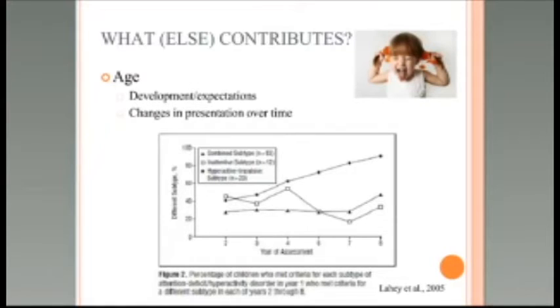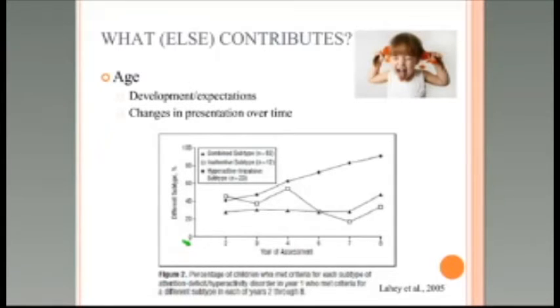This graph that you see in the bottom half of the slide shows some very interesting data from Ben Leahy's work. This was published in 2005. He has done further work since then. But what you see here is on the y-axis, the percent of the group meeting criteria for a different subtype. And on the x-axis, you see the year or the wave of assessment. So individuals at their initial visit, at time 0 here, were diagnosed as meeting a particular subtype: the inattentive subtype, the hyperactive impulsive subtype, or the combined.